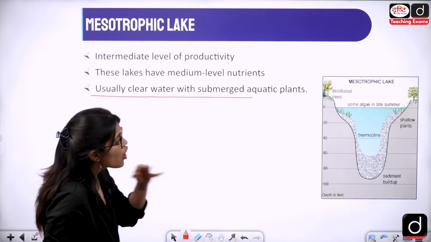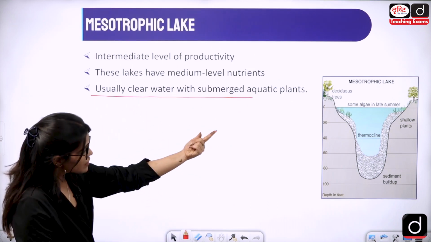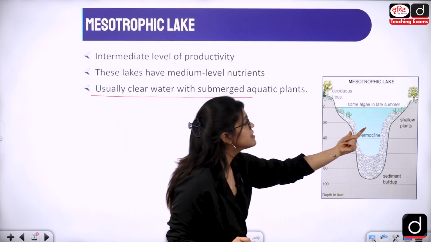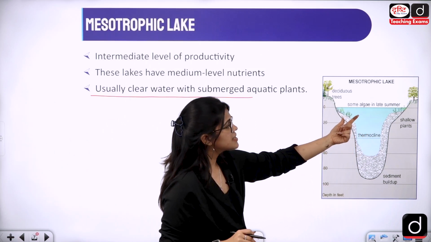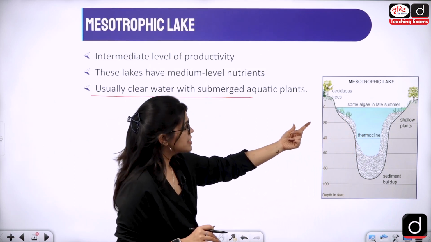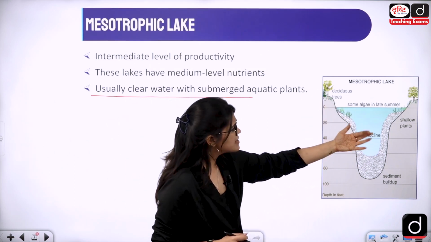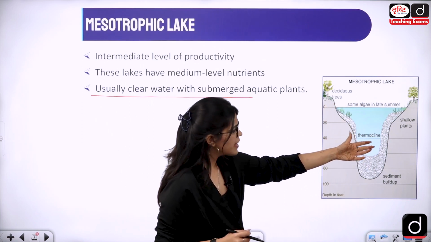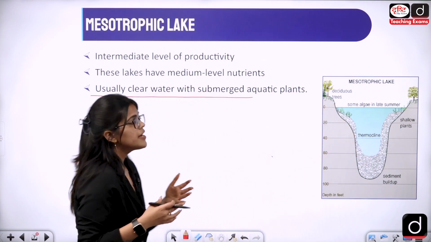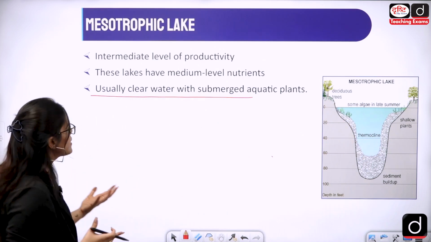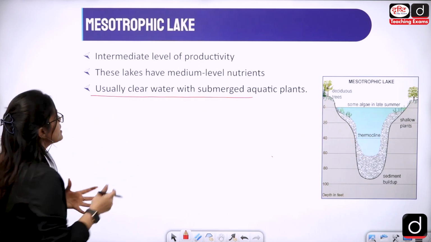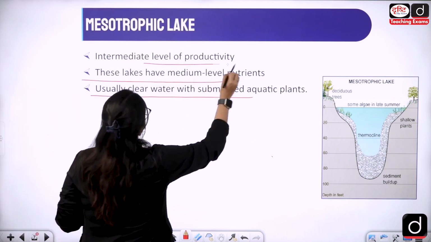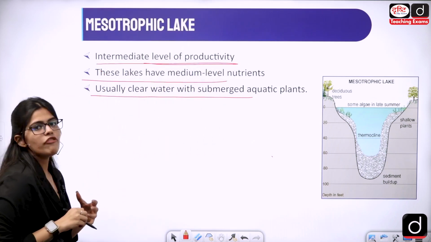The water is not that clear. You see that the water is not as blue as it was in the oligotrophic lake. There is the presence of algae that starts in the later part of the summertime. There are trees, there are some shallow plants growing there, and the water is not that visible to you. So there is a medium amount of nutrients present and it has an intermediate level of productivity.